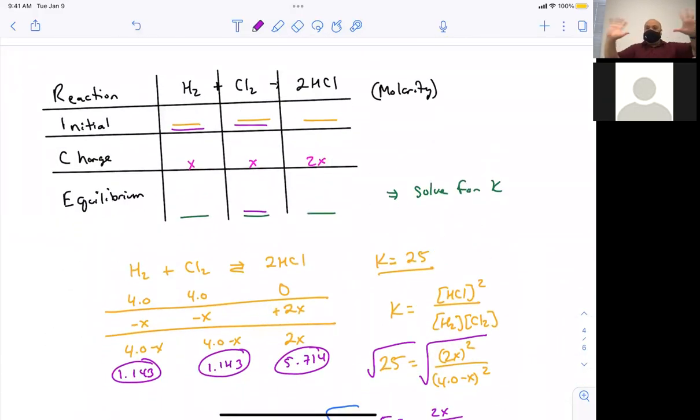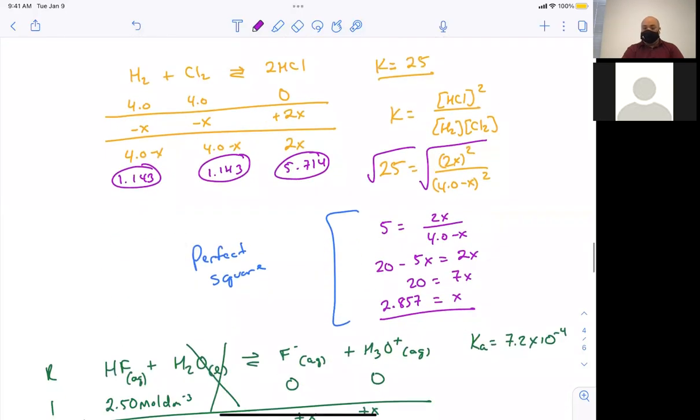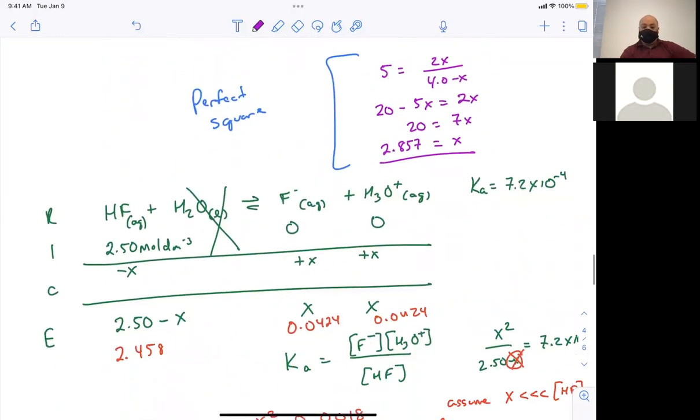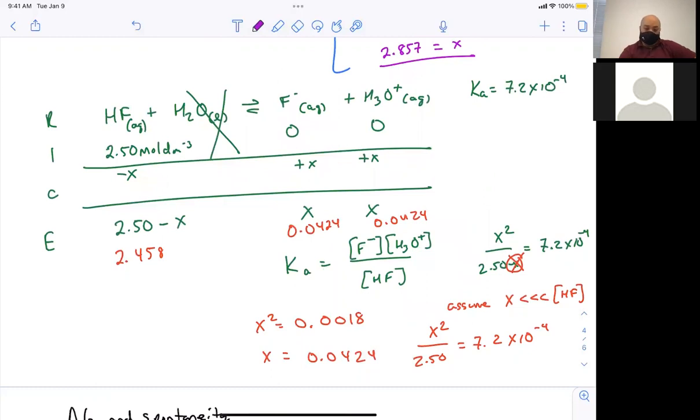One, the values that are given to you in a problem dictate what kind of RICE chart you're going to have. If you have all equilibrium values, you solve for K. If you have one equilibrium value and all the initial values, you can solve for X without doing a complicated calculation, and you can just solve all the way down every single vertical column. If you're given no equilibrium values, now you have to resort to using X as a variable and solving for X in the expression, whether it's a perfect square or a 5% rule calculation.